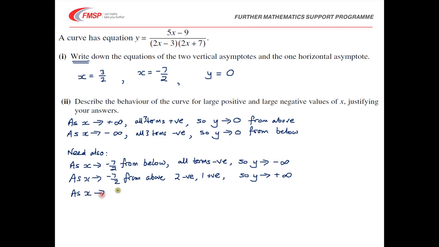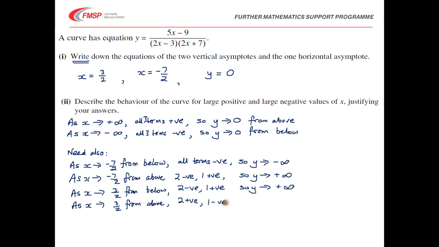As x tends towards 3 over 2 from below, 2 of those factors will be negative and 1 positive, so y tends to positive infinity, and as x tends to 3 over 2 from above, we'll have 2 positive and 1 negative. The 5x minus 9 will still be negative, so y tends towards negative infinity.